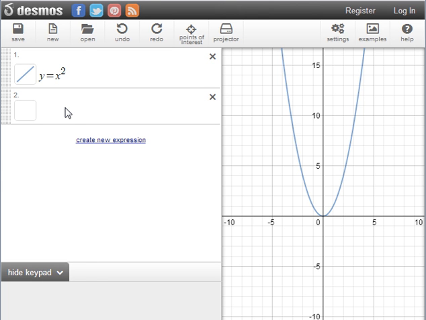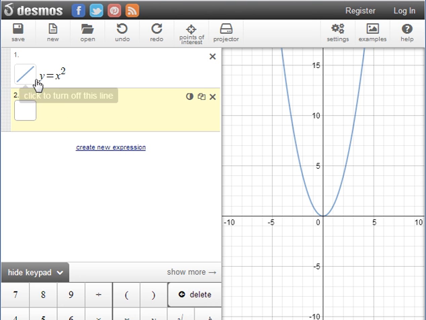Let's take a look at a number of quadratic functions and how their graphs vary. First of all, I want you to take a look at one of the most simple quadratic functions, y equals x squared. And I'm going to write y equals x squared in vertex form.